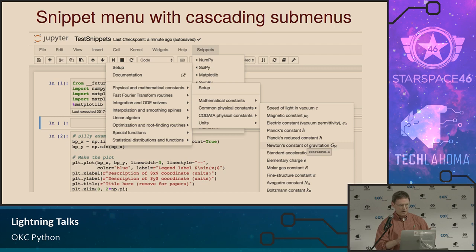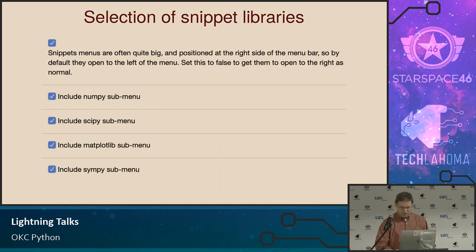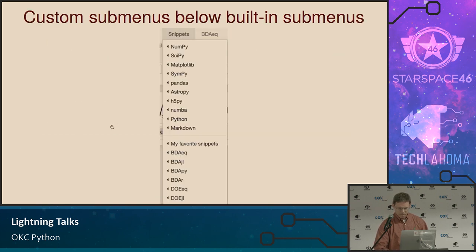I'm not a huge fan of such a long cascade of menus, and I'll get back to how I dealt with that in a second. This shows how you would enable the different snippet libraries for various modules in the scientific computing suite. Shown here are that complete suite, as well as my favorite snippets.